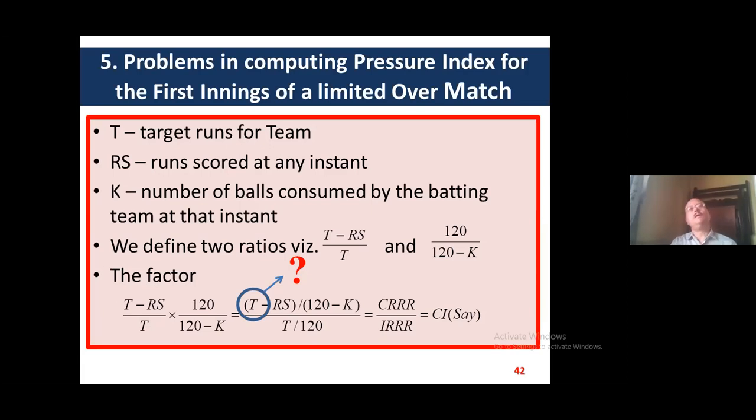But how the team should go about it? And also, how do I measure performance in the first innings? Because if I am not able to do it at all, I'm essentially losing 50% of my available data, because 50% of my available data pertains to the first innings. And performance there cannot be directly evaluated using this kind of a metric.